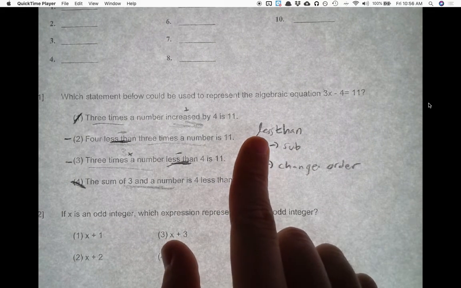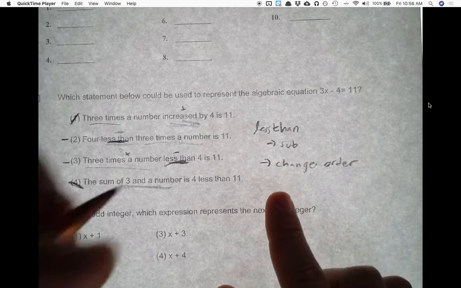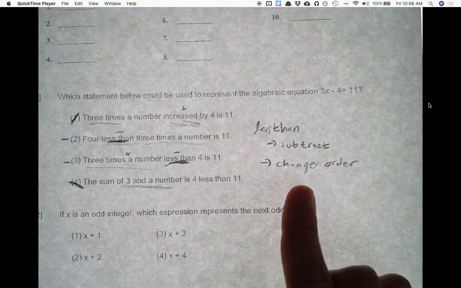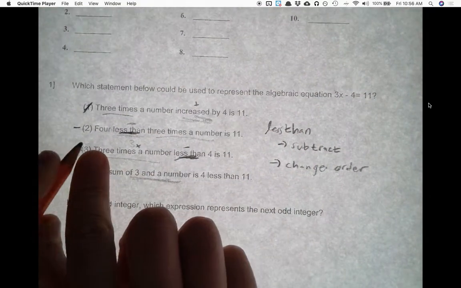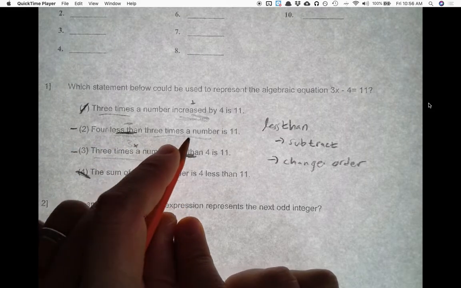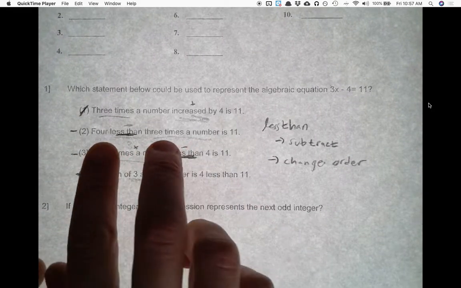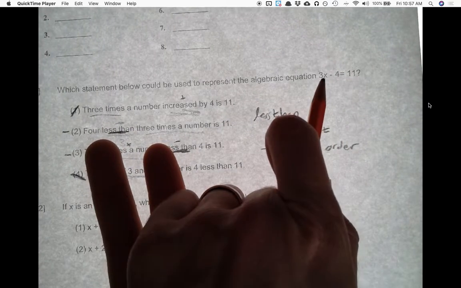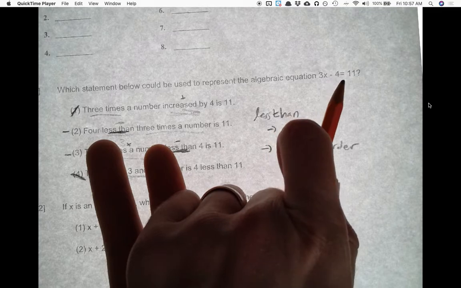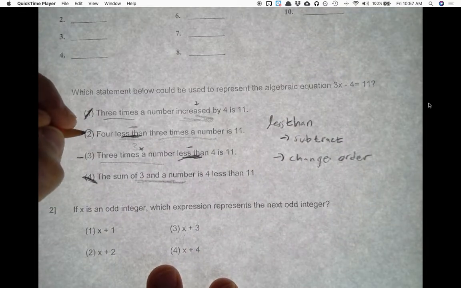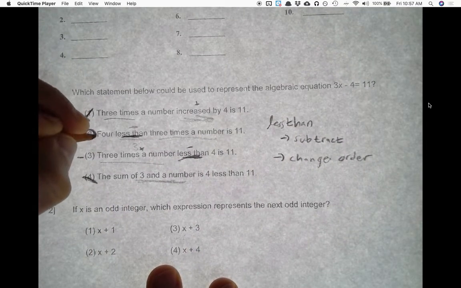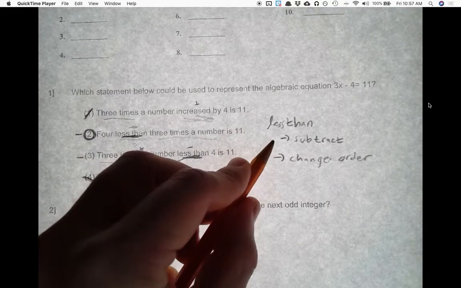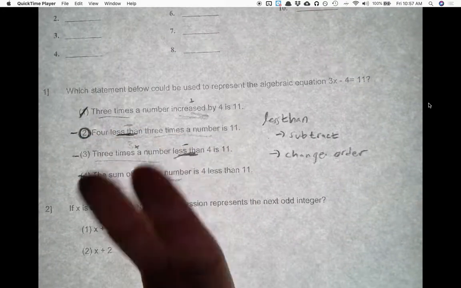So anytime you see this word less than, you've got to do subtraction. I'll put subtract so you know it's not substitute. And you also need to change the order. So when I read 4 less than 3 times a number is 11, this less than is going to tell me to flip the order, and this will actually be written as what we've got right there, 3x minus 4 equals 11. The correct answer here is 2, even though it seems backwards. So just make sure anytime you see less than, to subtract, you also got to flip the order from what you've got in your sentence.